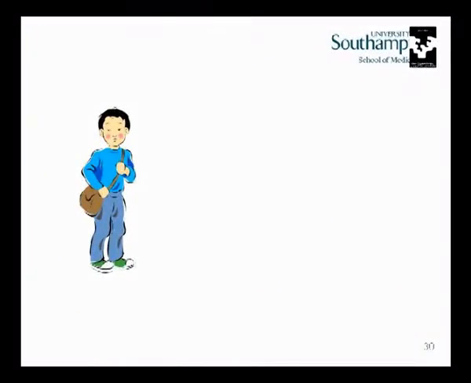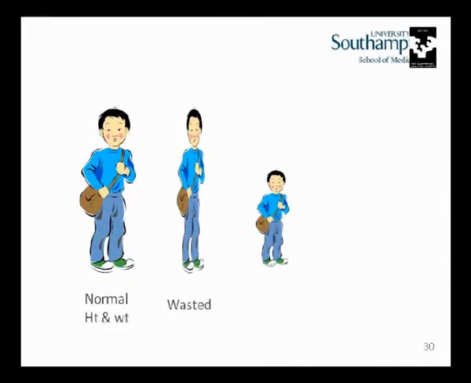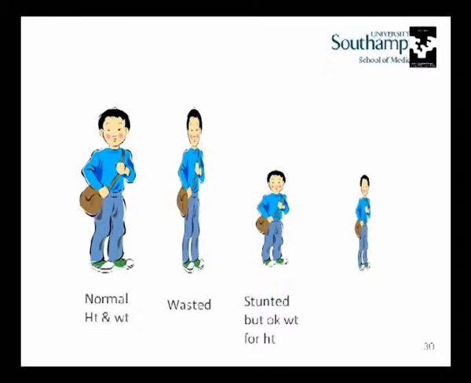Looking at, as I mentioned, children can be both growth wasted and stunted. So this is a normal child. You can get a child with a normal height who's thin. That's a wasted child. You can get a child who is short but a normal body weight, so that's a stunted child, and you can also get a wasted and stunted child. Okay, so this is how we classify children.